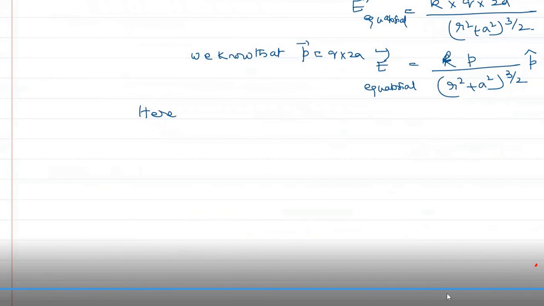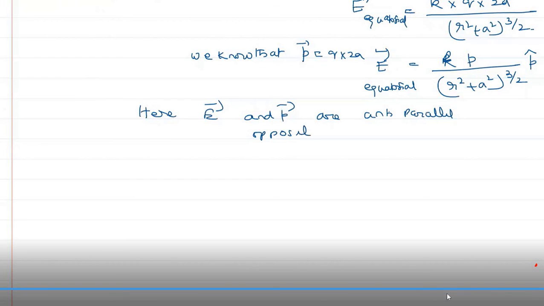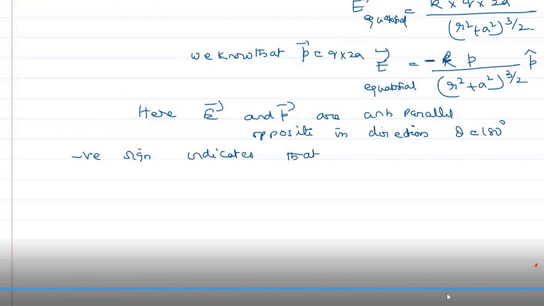So here, vector E and the dipole moment are anti-parallel or opposite in direction. And what we can say further? The angle between them is 180 degree. So what you should do here, you should add one minus symbol. The negative sign indicates what? In this equation, the negative sign indicates that the direction of electric field intensity is opposite to that of dipole moment.